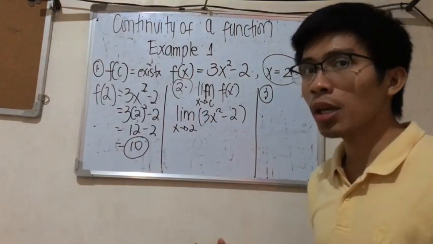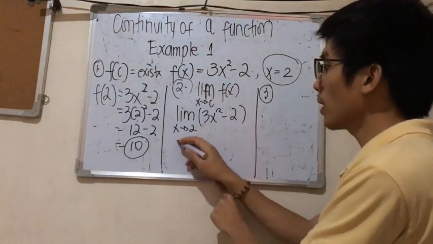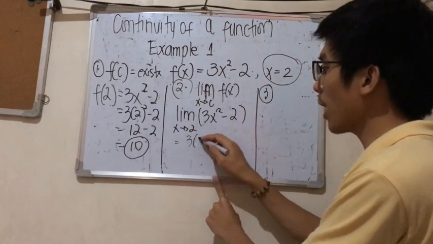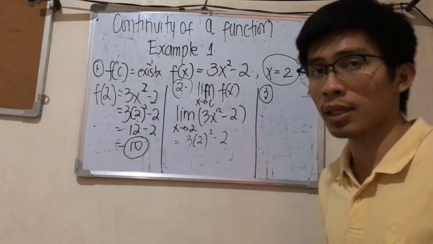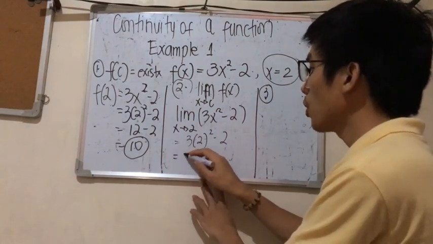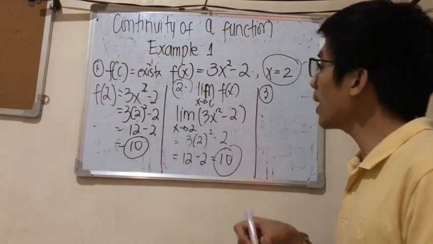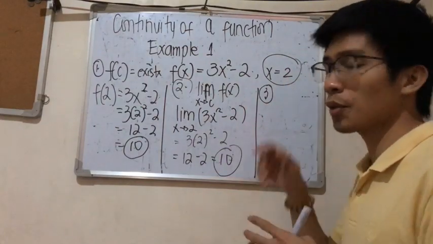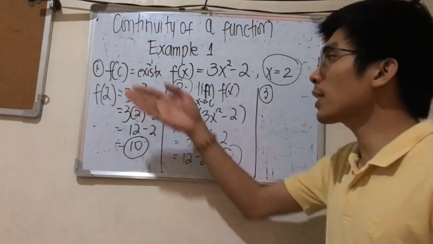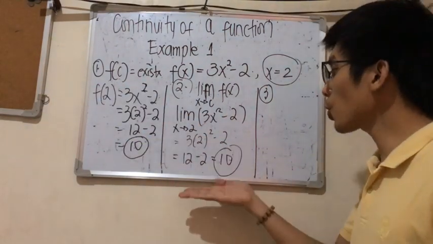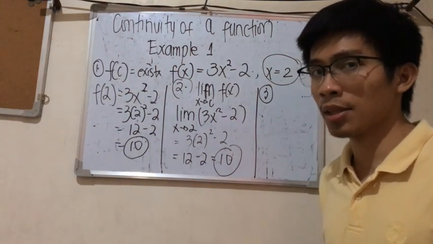We believe that we've learned a lot of rules in finding the limit of this one. So the limit of this one is 3 times 2 squared minus 2, using the subtraction rule, the power rule, and the constant multiple rule. So it will become 12 minus 2, that is 10. Question: does the limit of the function as x approaches 2 exist? Yes, it exists, and it is 10. Since condition number 1 exists and condition number 2 also exists, there's still a chance that the function is continuous.